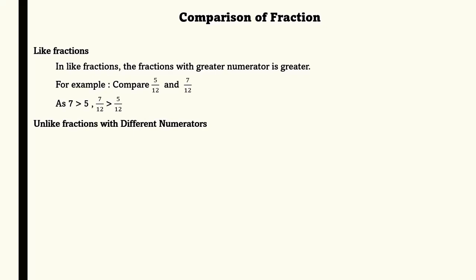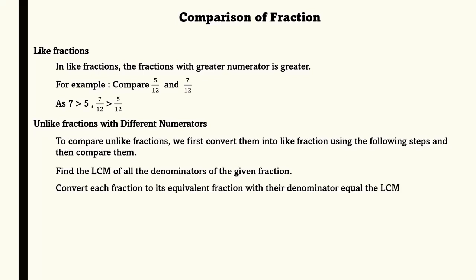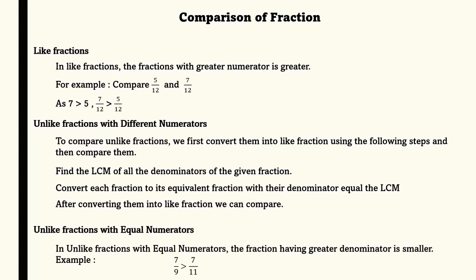With unlike fractions, that is, with different denominators, to compare them we first convert them into like fractions by using the following steps and then compare them. Find the LCM of all the denominators of the given fractions, and convert each fraction into its equivalent fraction with the denominator equal to the LCM. After converting them into like fractions, we can compare.